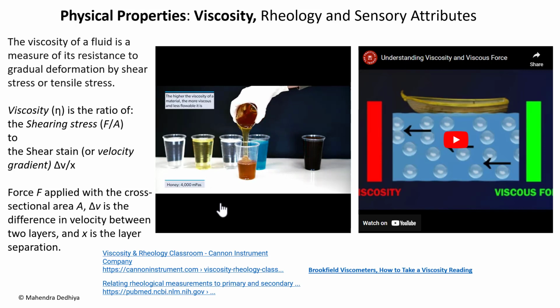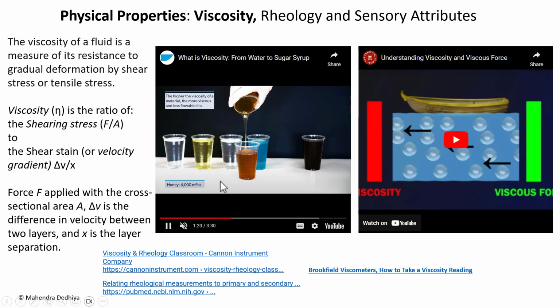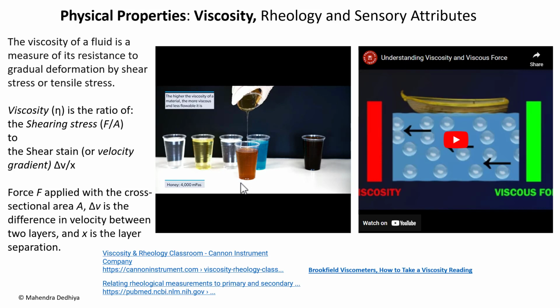Honey, 4000 millipascal. Now we have gone from water, 1 millipascal, to honey, which is 4000 millipascal. You want to get that visual or sensory effect of viscosity. Finally, sugar syrup, 5000 millipascal.